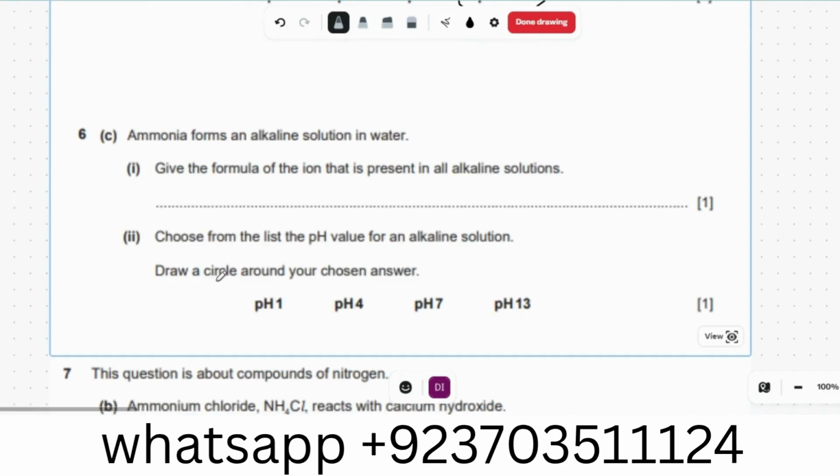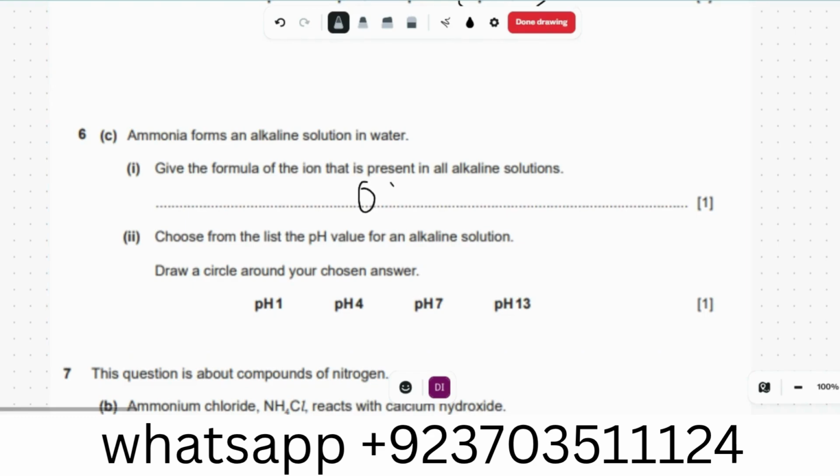Ammonia forms an alkaline solution in water. Give the formula of the ion that is present in an alkaline solution. That is quite simple: OH minus. OH minus ions are in alkaline solution and H plus ions are in acid solution. Choose the pH value of the alkaline solution. Again the pH should be greater than 7, so that is 13.